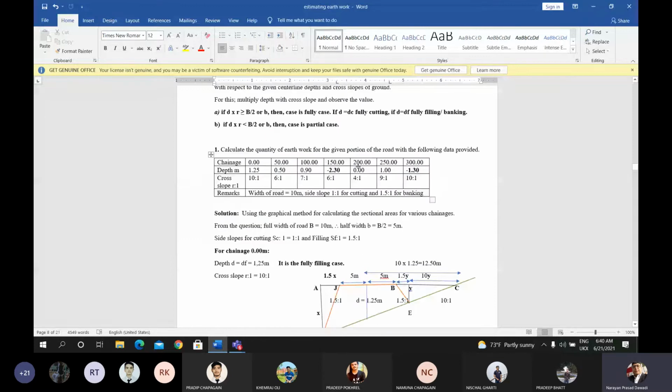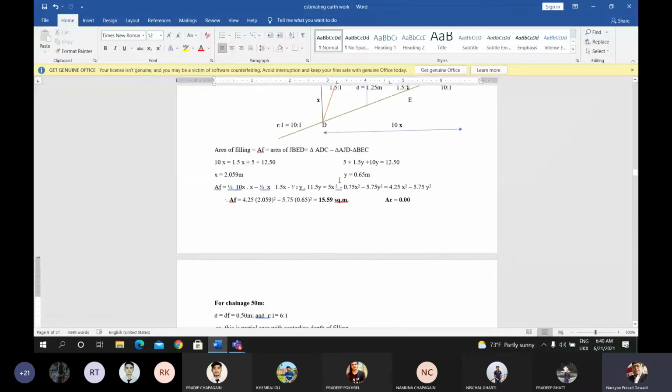Now look at the figure. We have done up to the 100-meter chainage. From chainage 100 to 150 meter, the section changes from filling to cutting. So there must be a zero chainage in between these two sections. The zero chainage is calculated in this way.